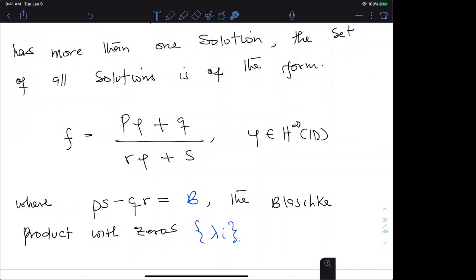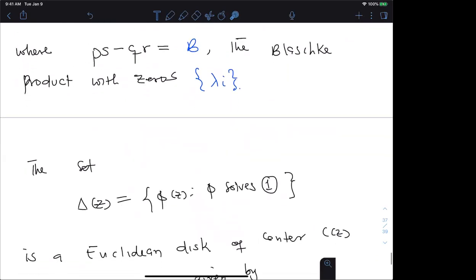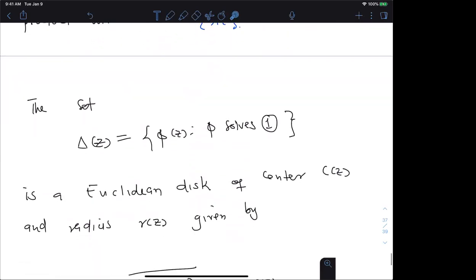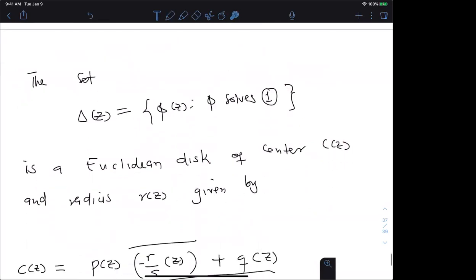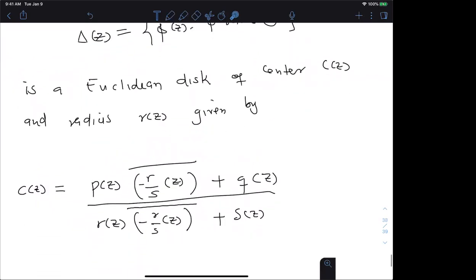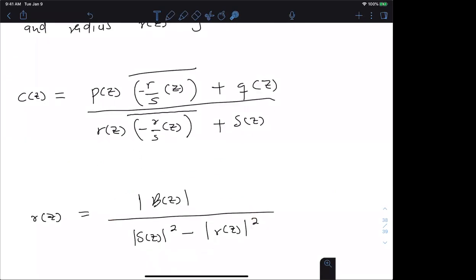And he also asserted that all the solutions lie in a Euclidean disk of a certain radius and a certain center. So the set of all solutions is a Euclidean disk of center C of z and radius R of z that is given by this formula. And R is given by this. So all the solutions lie in a Euclidean disk with this center and what do we call it? A radius that.